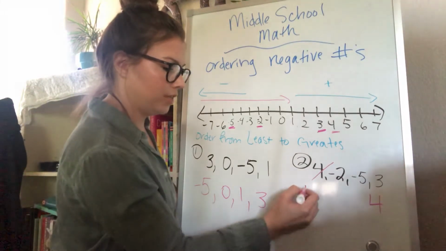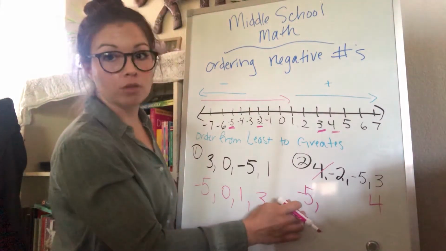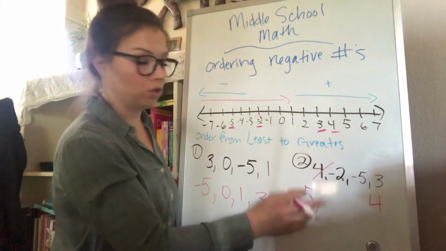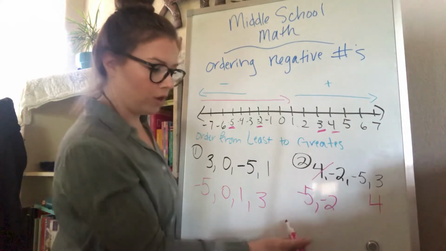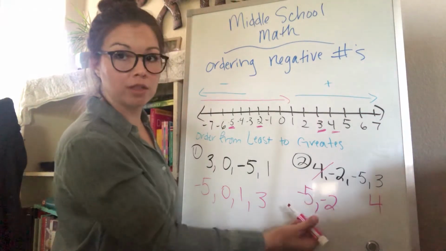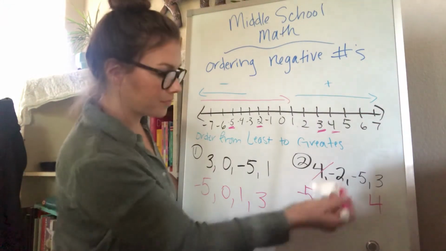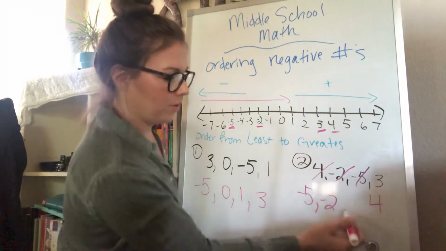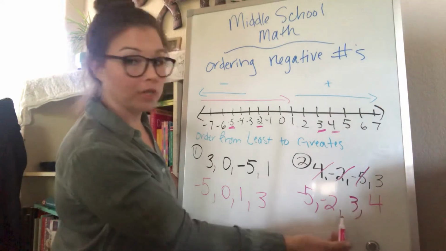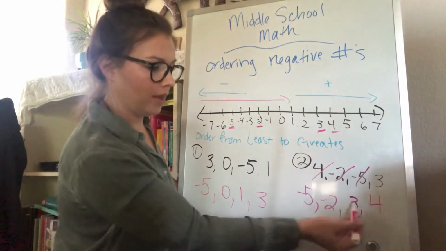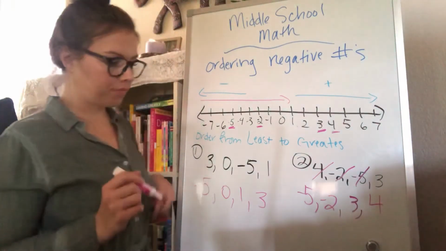Negative 5 is the least, right? Because that means I owe someone $5. So even if you have $0, you have more than me. Then maybe I go from owing $5 to owing $2. Negative 2 is bigger than negative 5 because I owe less. Okay, and then we have 3 left. Because of course, a positive number is bigger than any negative number, and then 4 is bigger than 3.